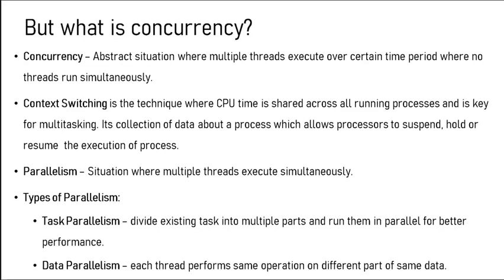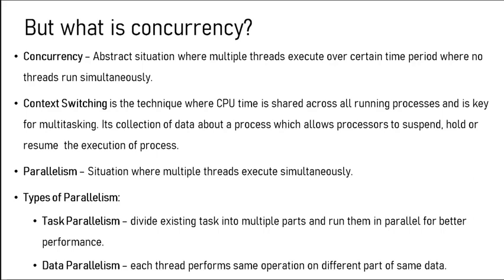So what is concurrency? Concurrency is an abstract situation where multiple threads execute over a certain time period, where no threads run simultaneously. That means it is just letting us believe that we are running all the operations in a concurrent way, but it is not. So how does this happen? This happens with the use of context switching.